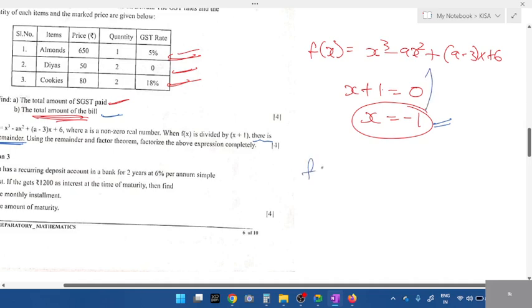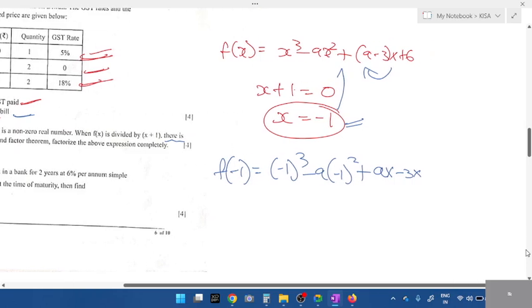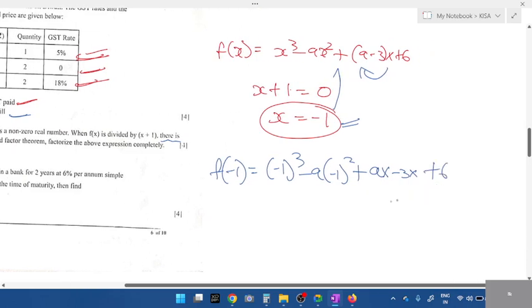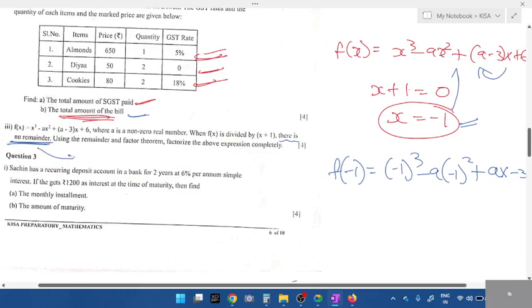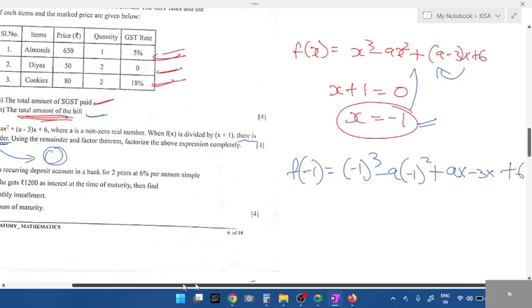You substitute f of minus 1 is equal to, in place of x, minus 1 the whole cube minus a into minus 1 the whole square plus what else is given. How do you multiply this? If you multiply, what do you get? Very good. a x minus 3x plus 6. Even this I will substitute. If no remainder is given, see, the other meaning for factor is, what is this? No remainder.